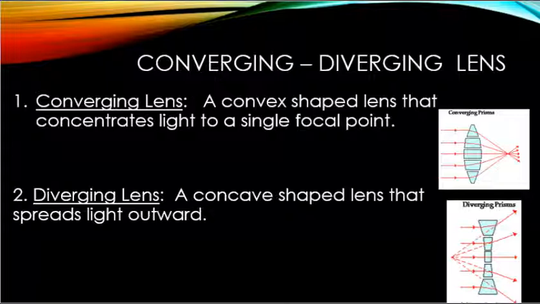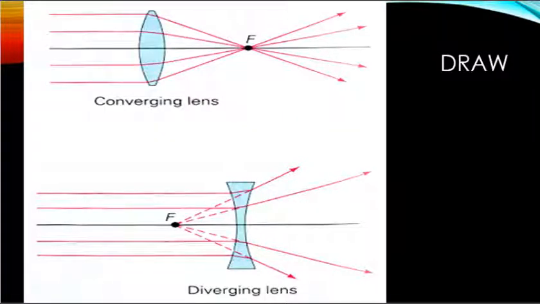Okay, let me give you something easier to draw. So here's our converging lens. You see it's converging to a focal point. And here we're diverging, diverging away from a focal point.